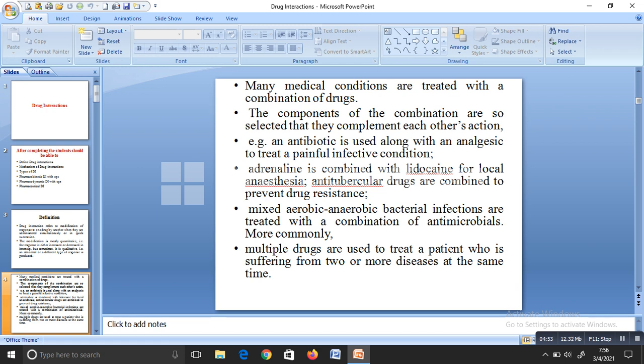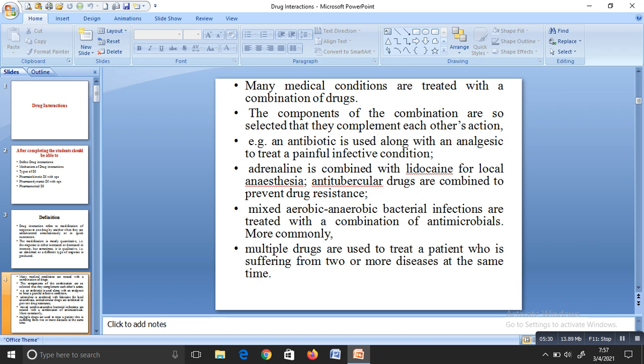When you get fever or some chest infection, respiratory tract infection and all, you take some antibiotics, and along with that you take some analgesics also. Similarly, we use adrenaline with lidocaine. We know adrenaline is a vasoconstrictor and lidocaine is a local anesthetic. While using lignocaine as a local anesthetic, we add adrenaline to produce vasoconstriction, so that the effect of the local anesthetic is confined to the particular area.